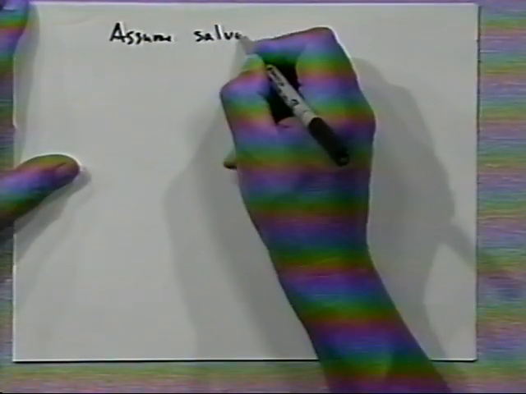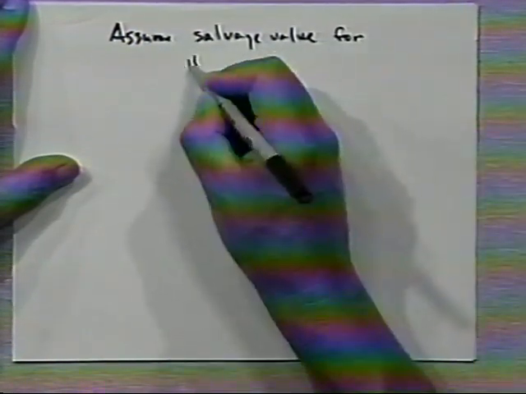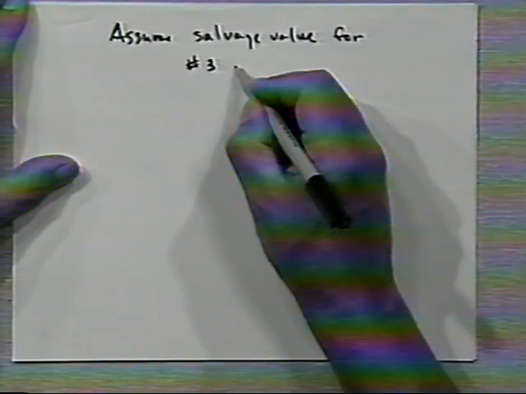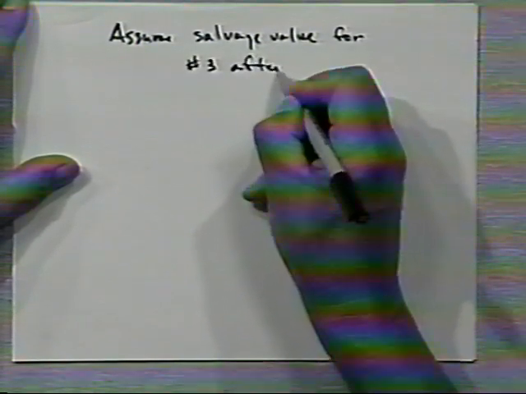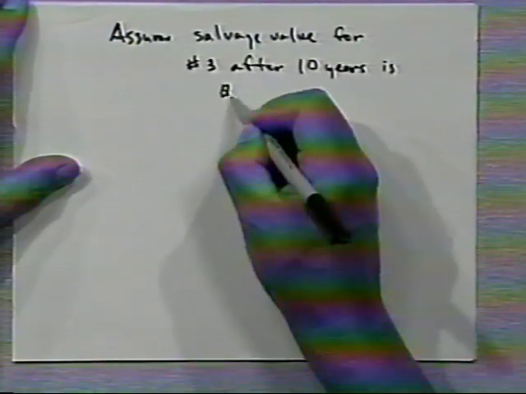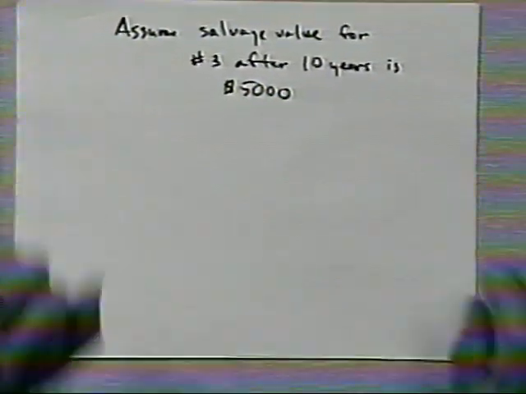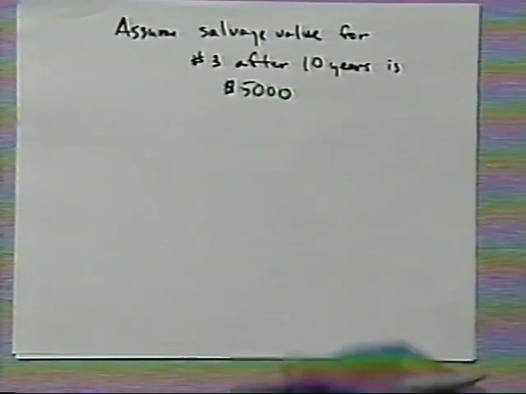So for example, assume that the salvage value for number 3 after 10 years is $5,000. Then we can do a 10-year study period.